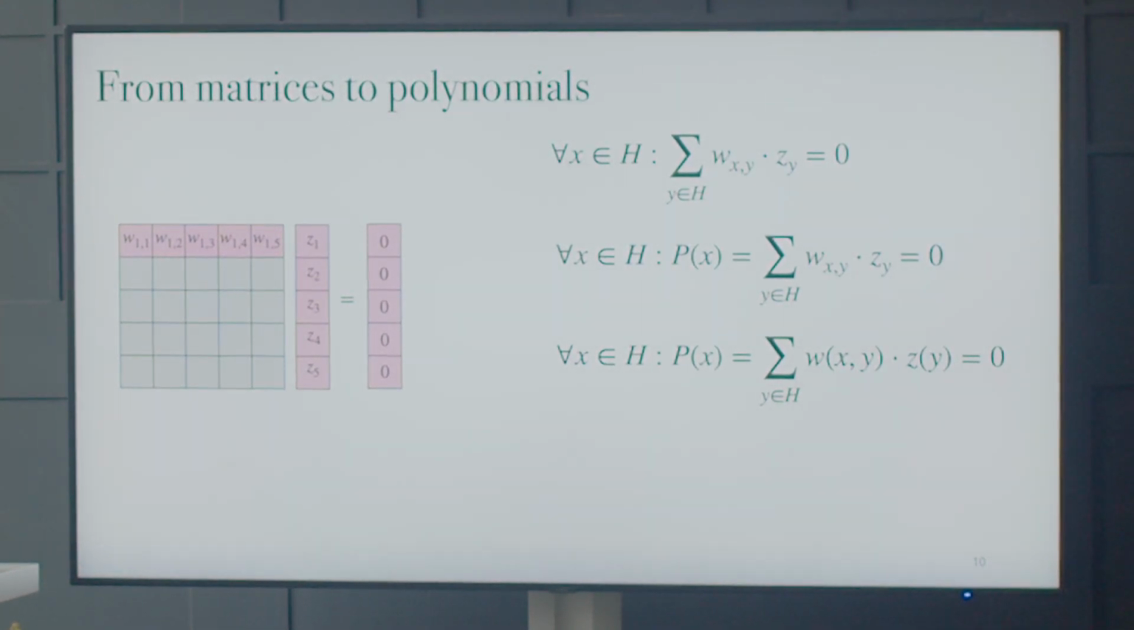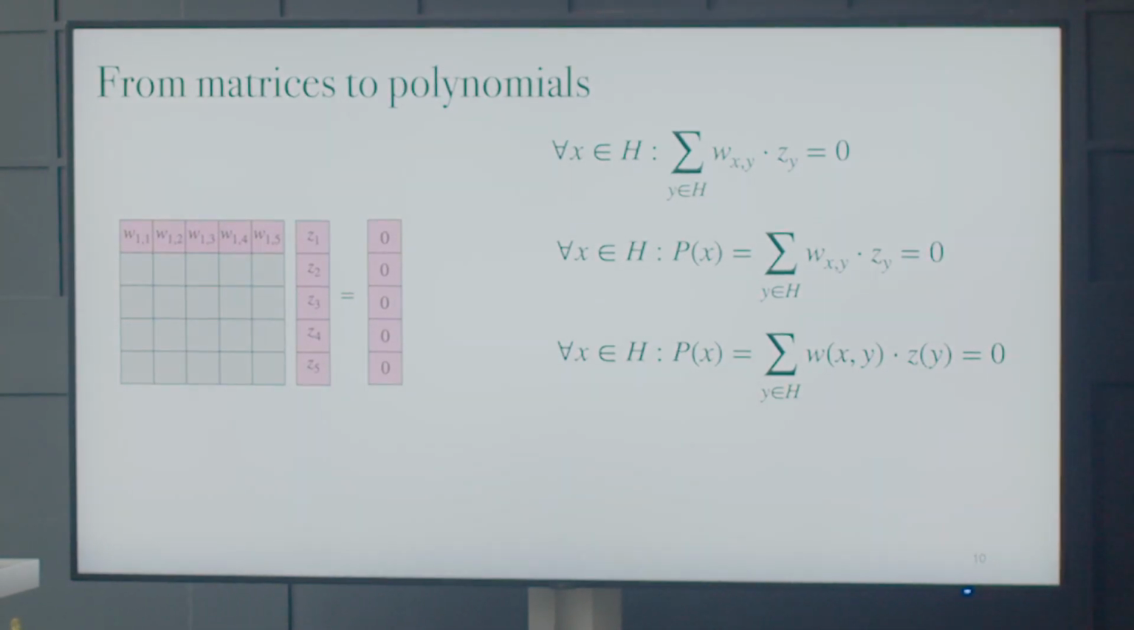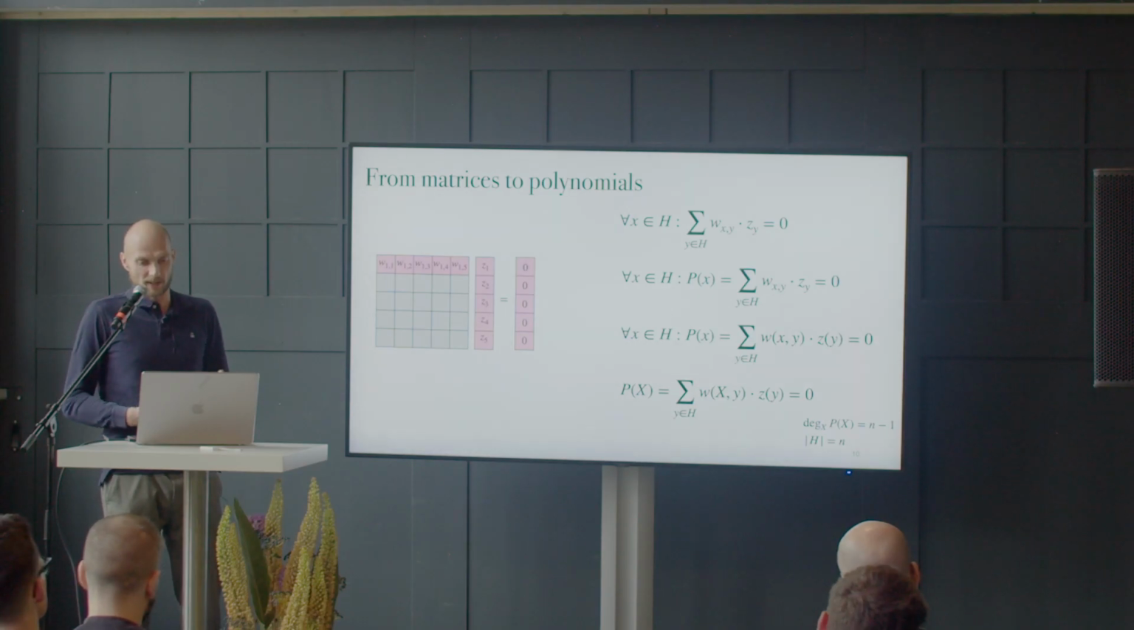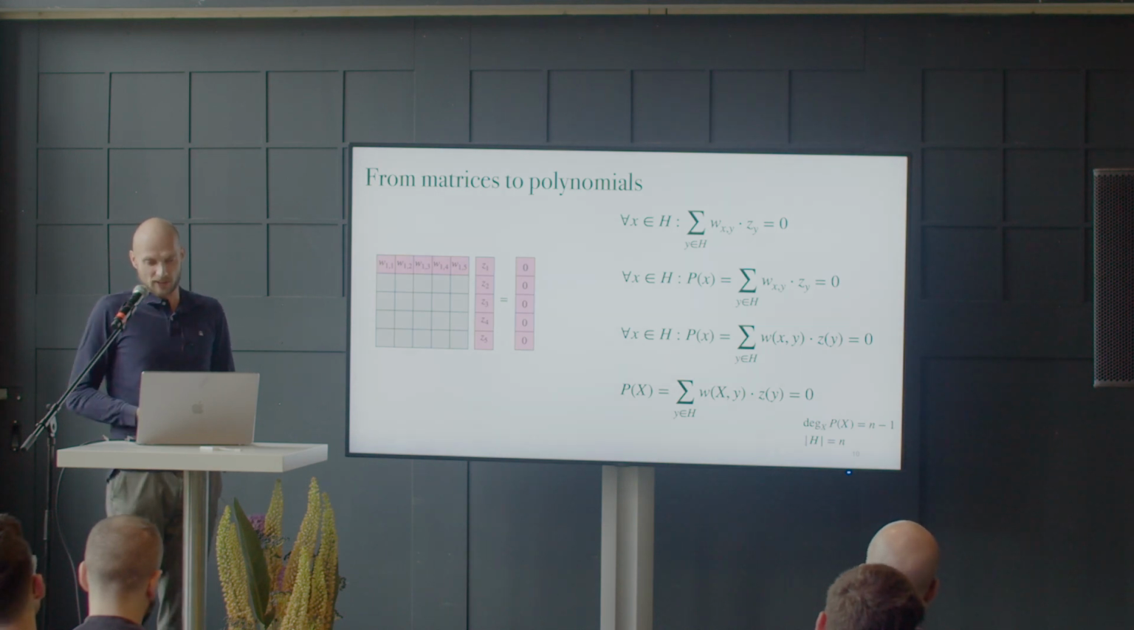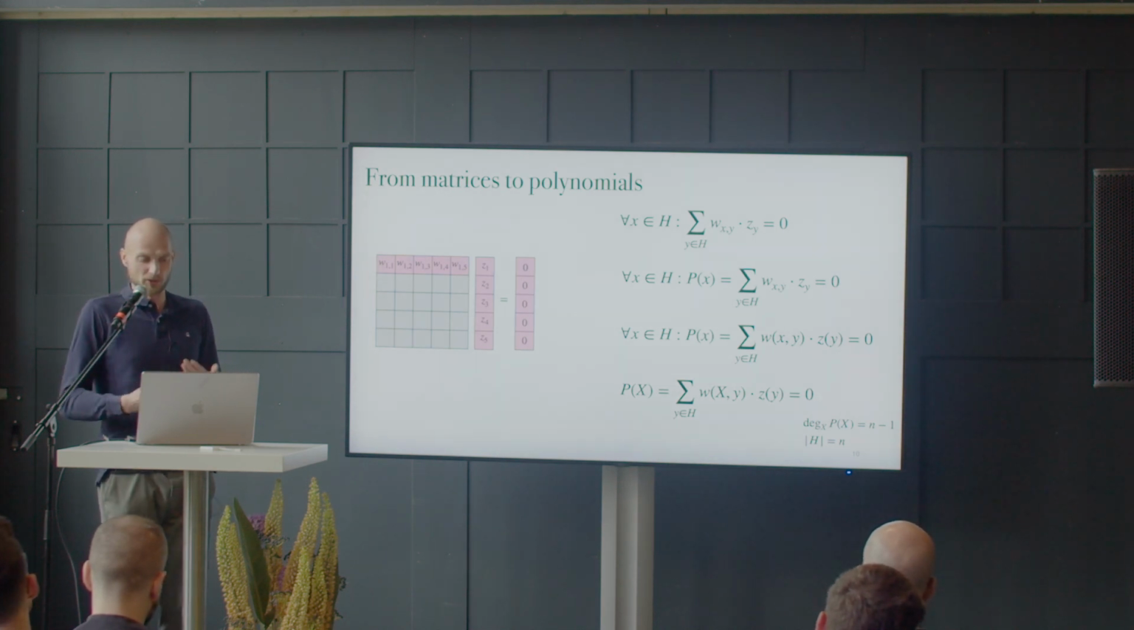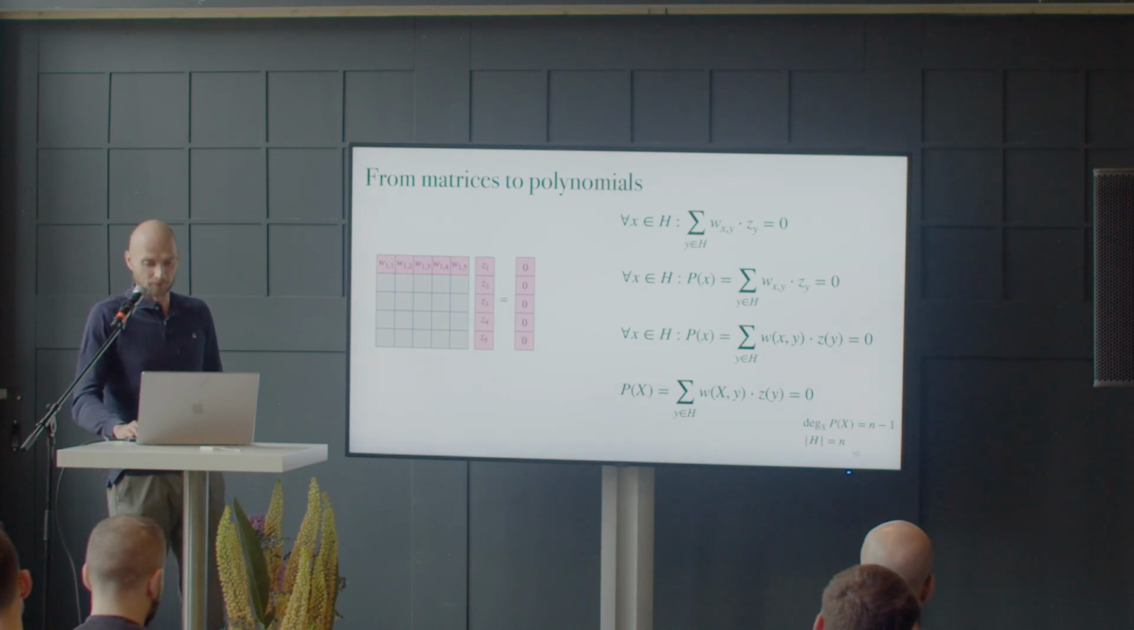We can go even further and introduce polynomials that interpolate elements of the matrix and elements of the vector. Finally, doing some mathematical trickery allows us to introduce a single polynomial with the property that we don't need to say what happens for every x in H, but can have just one polynomial.